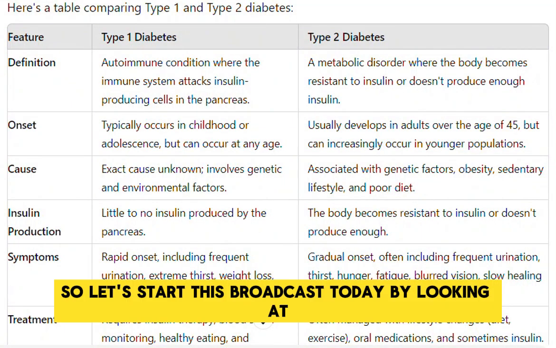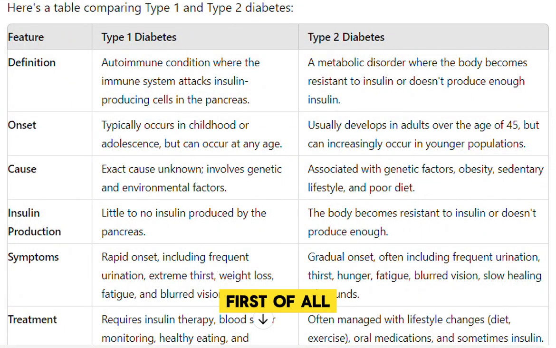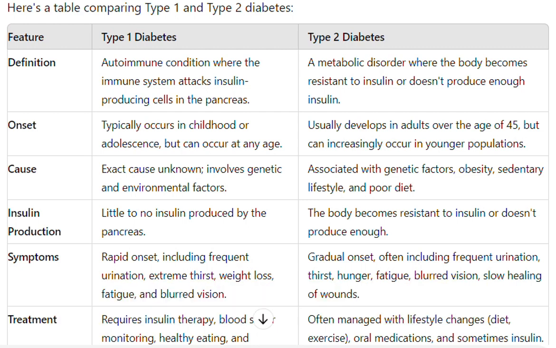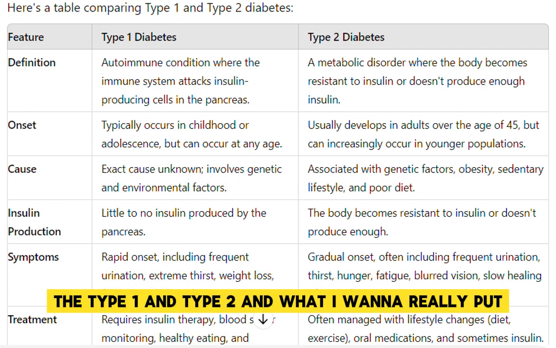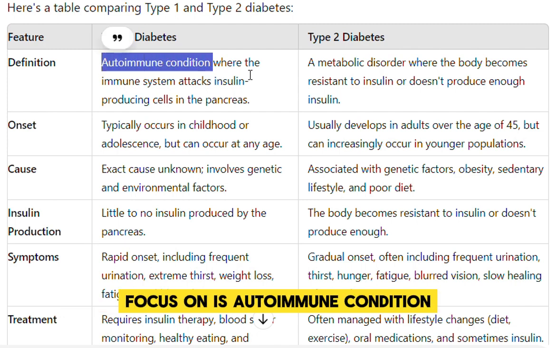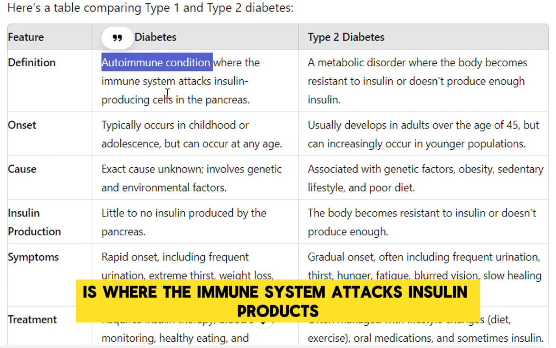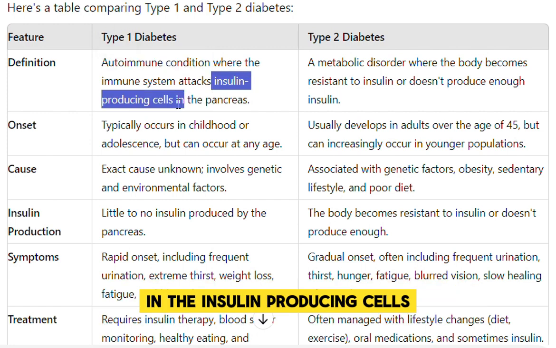So let's start this broadcast today by looking at, first of all, a comparative table from the AI about diabetes, type 1 and type 2. And what I want to really focus on is the autoimmune condition. In this case, the autoimmune condition is where the immune system attacks insulin-producing cells in the pancreas.